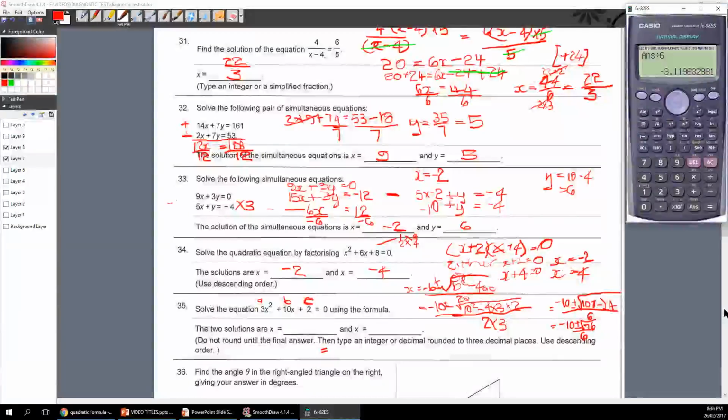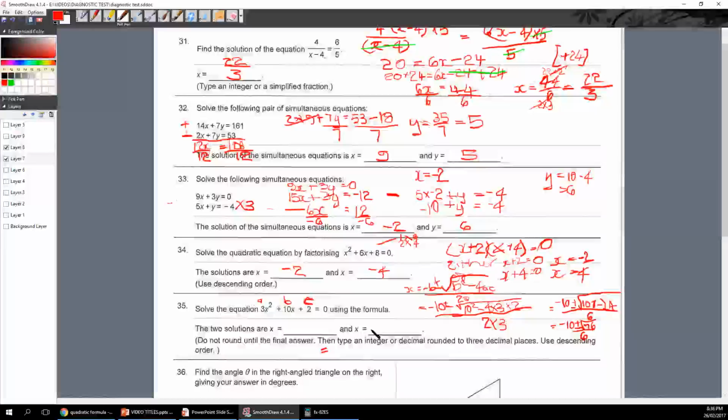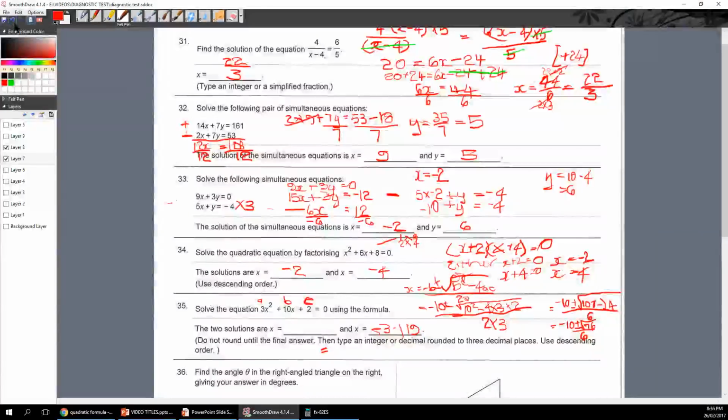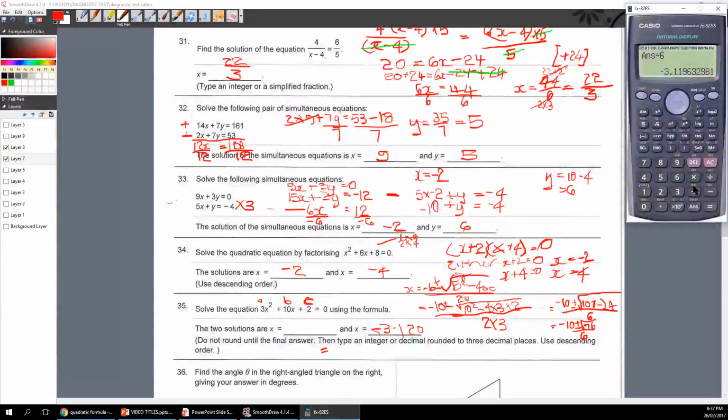Now, I don't know whether that's in descending order or not. I don't quite know what that means actually, but I'm going to put negative 3.119. We'll just check that. Negative 3.120. Sorry, these are all little things we've got to keep our eye on. So I did it rounding, 1, 2, 0.